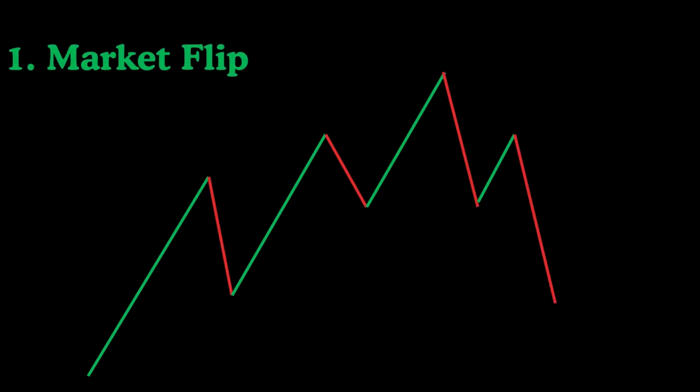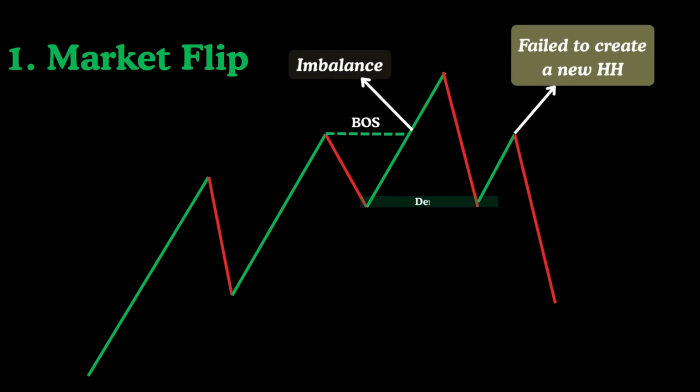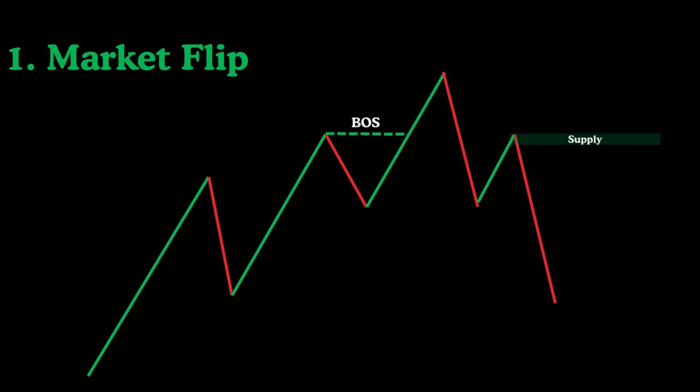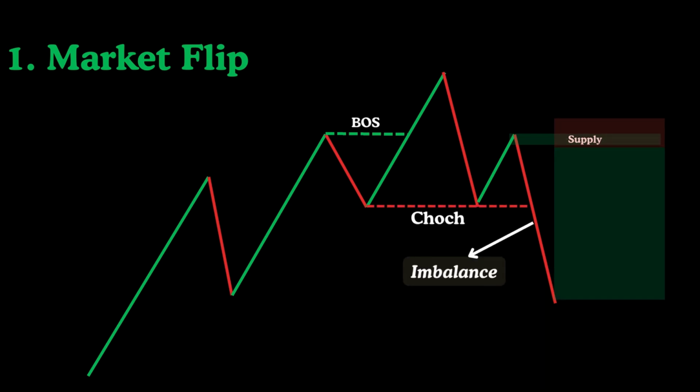The first pattern is known as the market flip. This pattern occurs at the end of trends when they become exhausted, leading to a change in direction. We have a valid demand zone with a break of structure and imbalance. The market mitigates this level but fails to form a higher high, indicating a loss of momentum. This ultimately results in a change of character, creating an ideal trading opportunity. We enter short when the price taps into the supply zone and target the next unmitigated demand level.